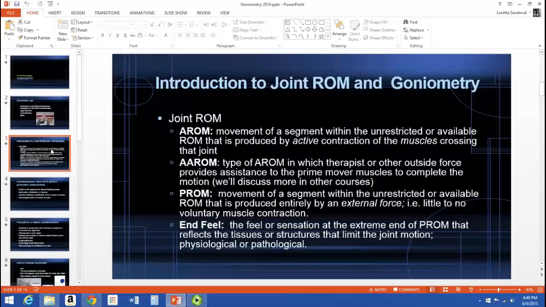Passive range of motion, or PROM, is the movement of a segment within the unrestricted or available range of motion that is produced entirely by an external force. So that is little or no voluntary muscle contraction by the patient. So they are hopefully relaxing and we are moving their arm or leg. So passive means that we do it, the patient doesn't. Active means they do it, we don't.